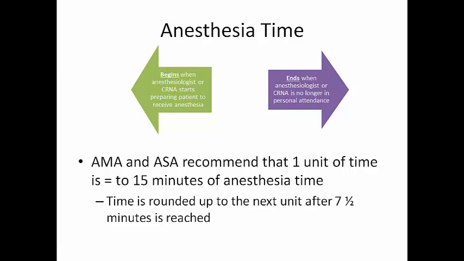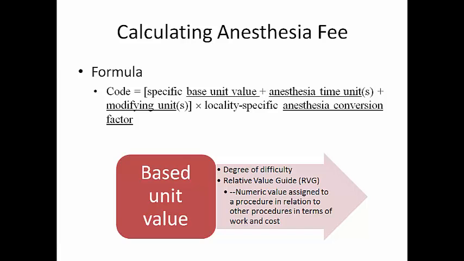Some carriers follow Medicare policy and guidelines and others do not. So if you're working for an anesthesiologist, the billing department and or the coders would need to check with their local payer contracts for specific guidance. One unit of time is equal to 15 minutes of anesthesia time, as recommended by the AMA, the American Medical Association, and the ASA, the American Society of Anesthesiologists. Here is what that formula looks like, and I believe that's in your textbook as well. I just wanted to throw it out there, but we're not going to go into great detail because it's not something we're going to dive into in this course.